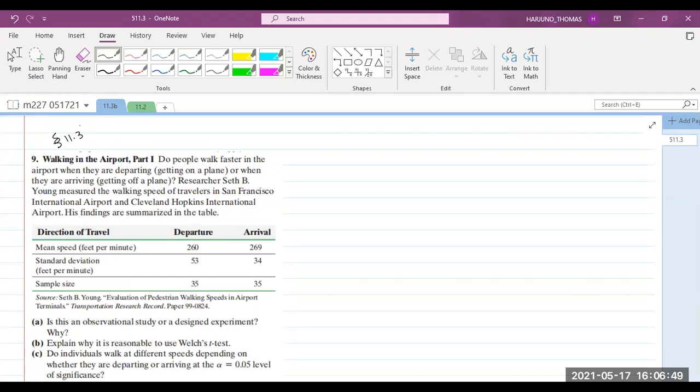Now, is this an observational study or a designed experiment? It is a designed experiment if we as researchers did something to the object of our survey. This is not the case. We only observe. This researcher actually observed people who were arriving and departing from these two different airports. So this is observational.